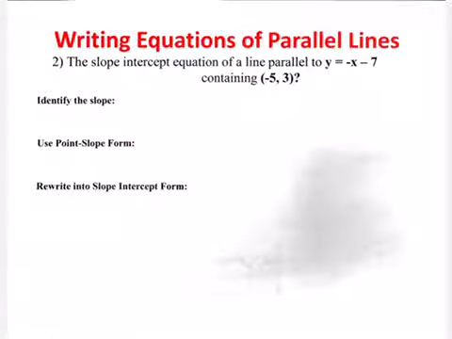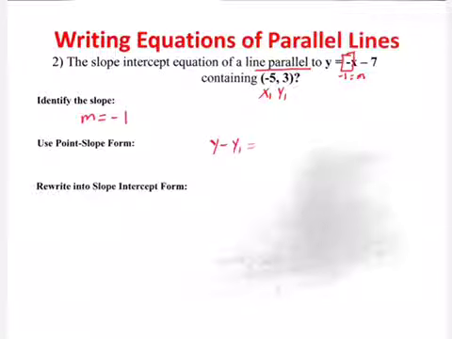This time they want the equation of a line parallel to y equals -x minus 7, containing the point -5, 3. So we're going to steal the slope again. In this case, it's -1. So our slope is -1 that we have to use, because parallel means you have the same slope. And then we're going to put it in point slope form.